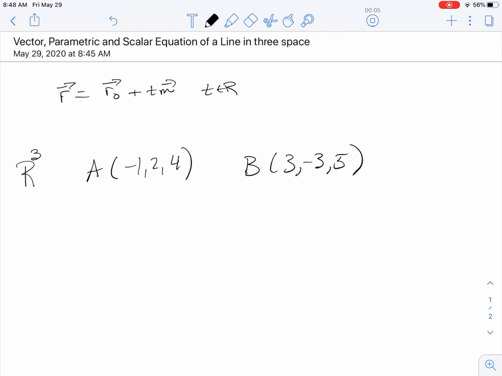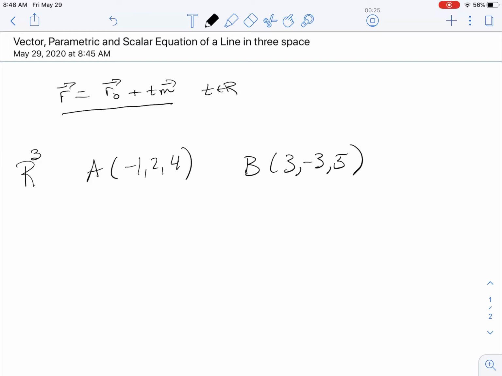Okay, in this video, we're going to look at how to create vector, parametric, and scalar equations of lines in 3-space. We've already seen in a prior video how to do it in 2-space. It's exactly the same in 3-space. The only difference is that you can get another equation called a scalar one, but I'll get to that in a minute.